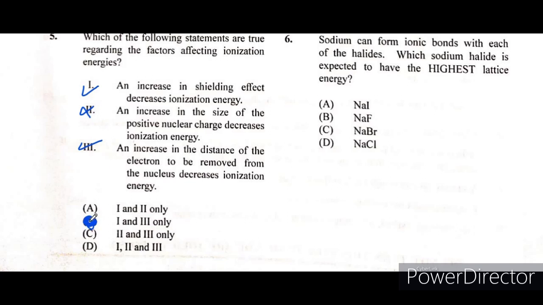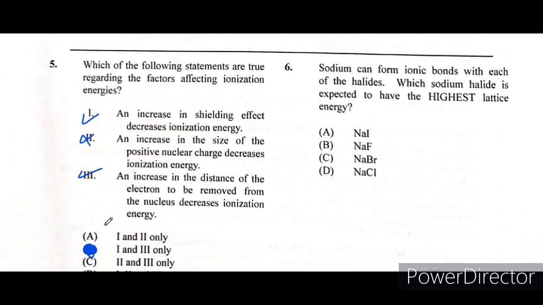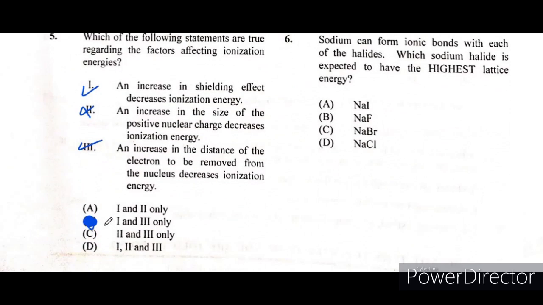Good. Alright, number 6, I'm going too far. Sodium can form ionic bonds with each of the halides. Which sodium halide is expected to have the highest lattice energy? Sodium fluoride, 6B.